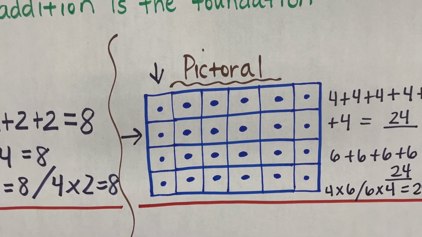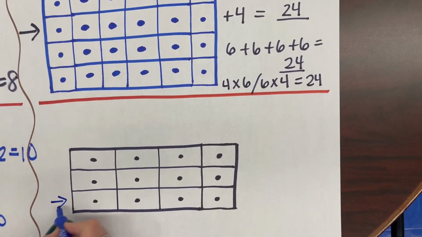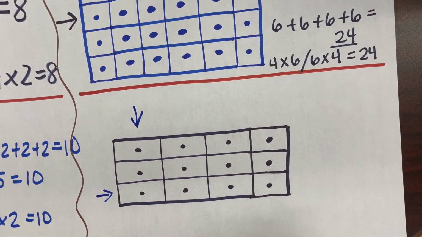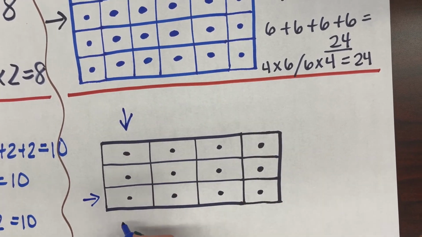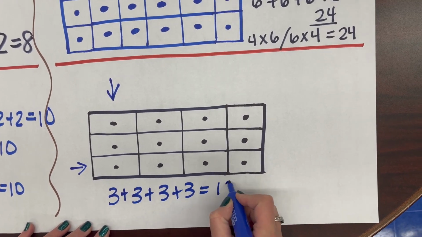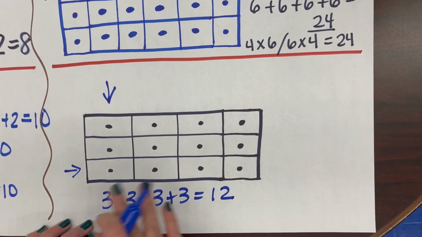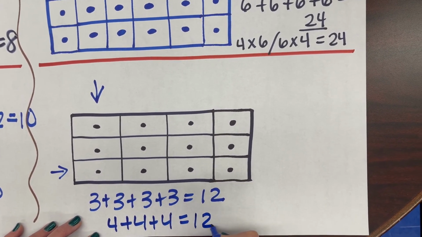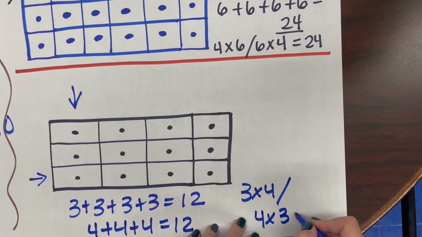Another example to share is this one down here. So rows are this way, columns are up and down, rows are left and right. I can do the same thing for repeated addition. So 3 plus 3 plus 3 plus 3 equals 12. And my rows, I have 3 rows of 4. 4 plus 4 plus 4 is equal to 12. And then my beginning multiplication.